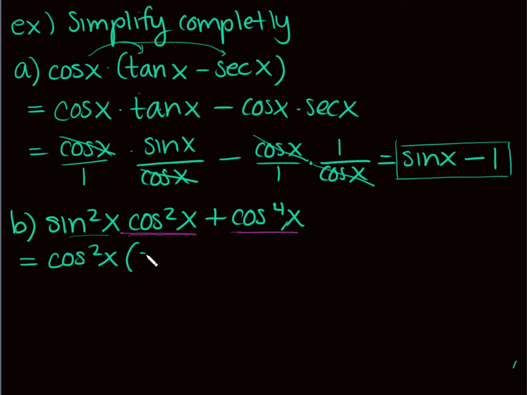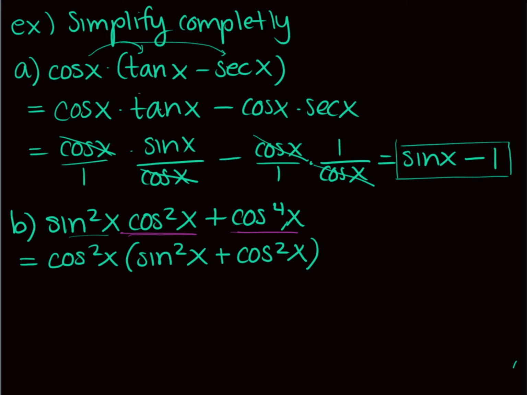What am I left with? I'm just left with that sine squared of x. If I take cosine squared from cosine to the 4th, I'm factoring out 2 of them. Because remember, we add exponents when we multiply like bases, and we subtract exponents when we divide, and factoring is just dividing. So I saw that I had a cosine squared in each term. I factored that cosine squared out.